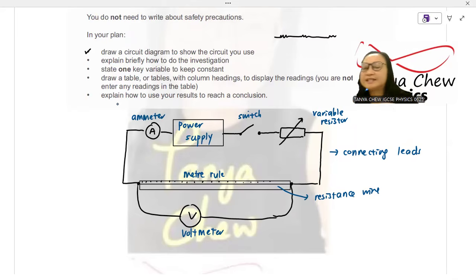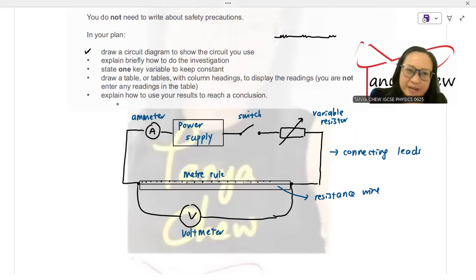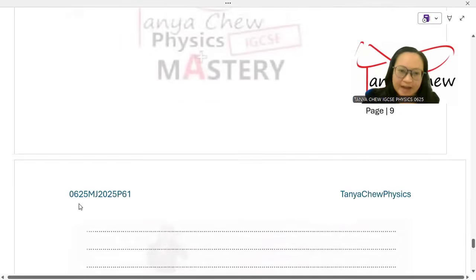The ammeter must be connected in series with the power supply. If you want to play safe, easier for you, you just connect it beside the positive or negative terminal of the power supply. Done with that.